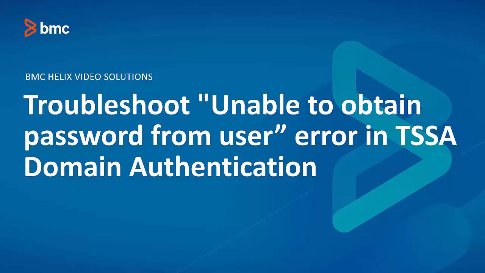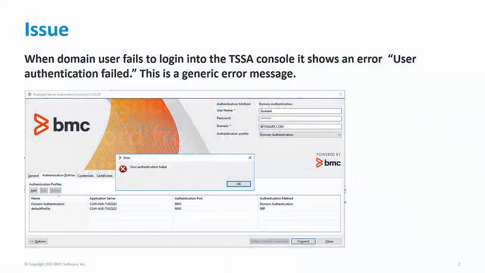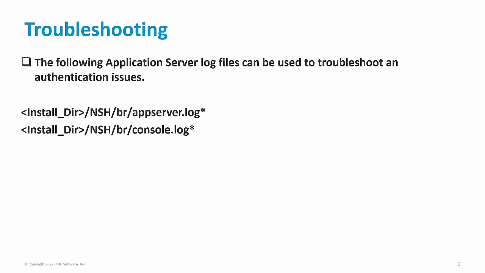Hi, in this video, we will see how to troubleshoot the "unable to obtain password from user" error in TrueSight Server Automation Domain Authentication. When a domain user fails to log in to the TSSA console, it shows an error like "user authentication failed." To investigate the issue further, we need to check the appserver.log stored on the TrueSight Server Automation application server.